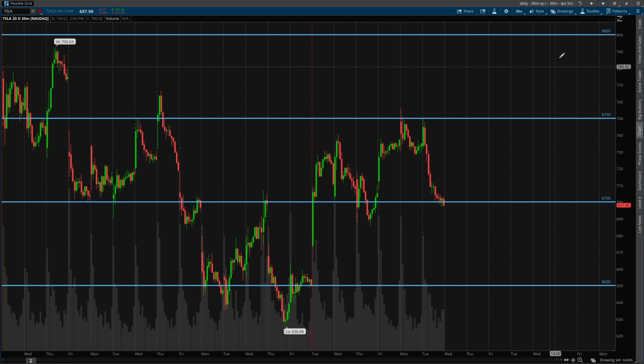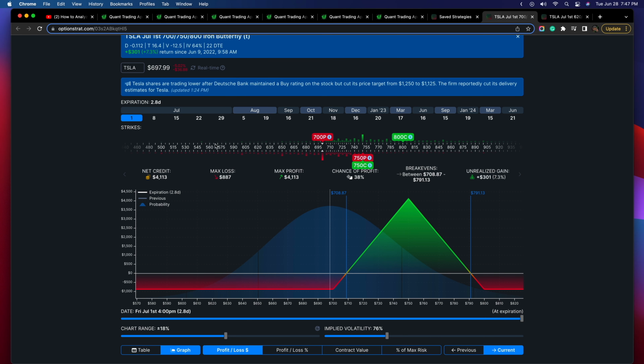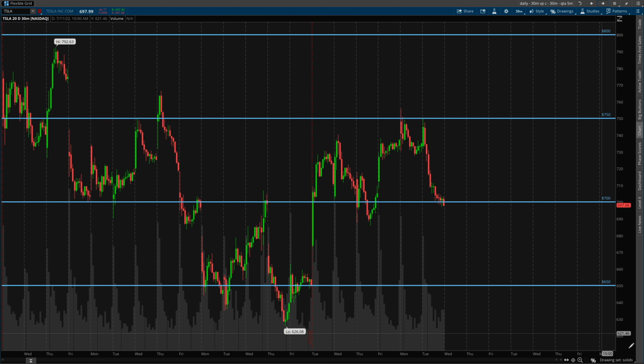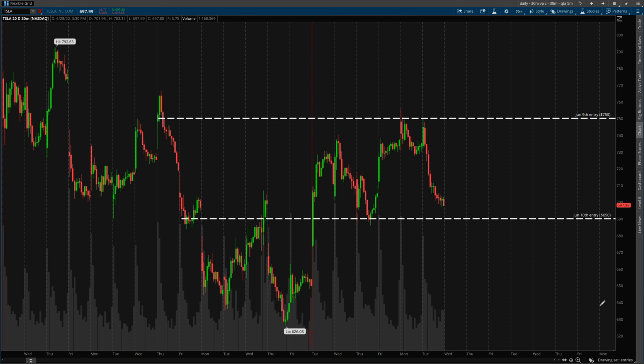But now as we come back to the chart, let's take a look at the trade I opened here on the chart. This was opened on June 9th. So let's put on the levels right here, and this would be the entry. Tesla hits 750, and I decide to open what's referred to as the iron butterfly, using the strike price of 800 and the strike price of 700, and then 750 is my body.